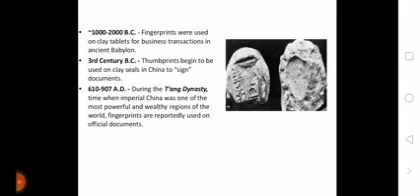Nearly 1000 to 2000 BC, fingerprints were used on clay tablets for business transactions in ancient Babylon. In the 3rd century BC, thumbprints began to be used in clay seals in China to sign documents. In 610 to 907 AD, during the Tang Dynasty, a time when Imperial China was one of the most powerful and wealthy regions of the world, fingerprints were reportedly used on official documents.